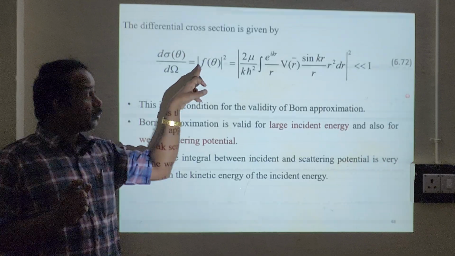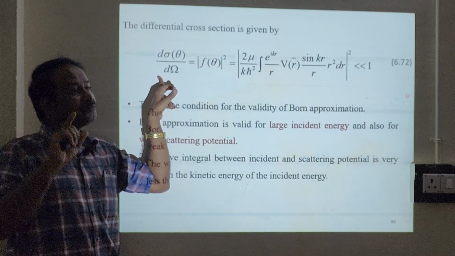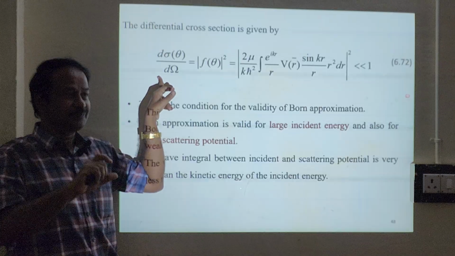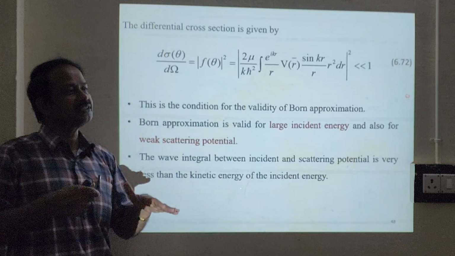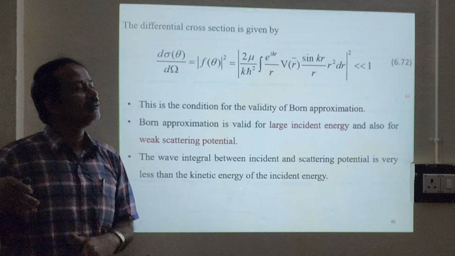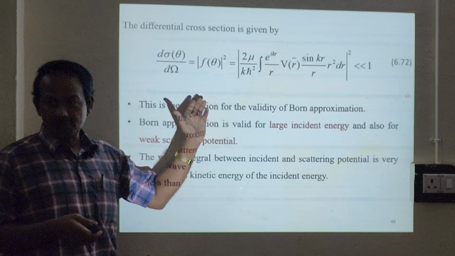Then squaring the scattering amplitude gives the differential cross section. We had assumed a weak potential, and we checked whether this is correct or not. A weak potential means the kinetic energy will be very large. So we have checked the validity of Born approximation.